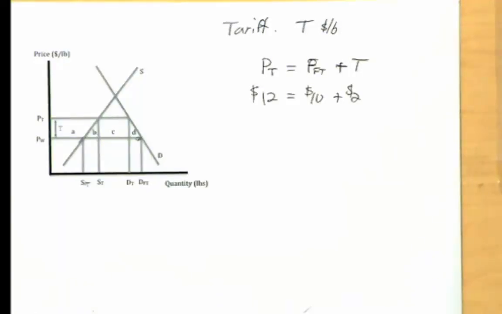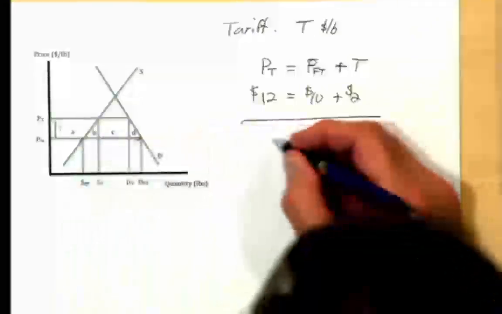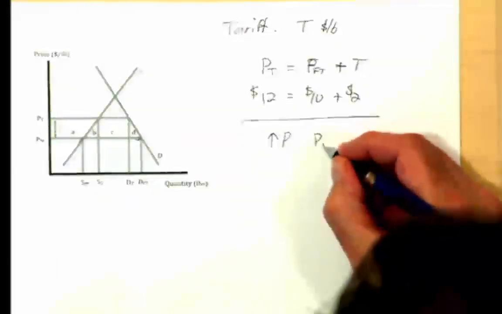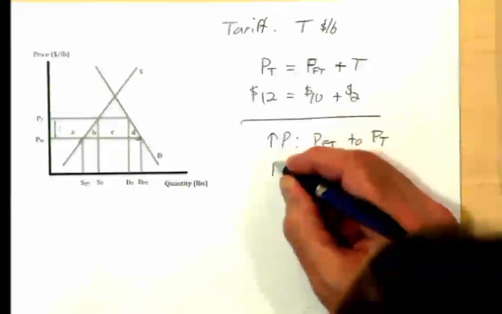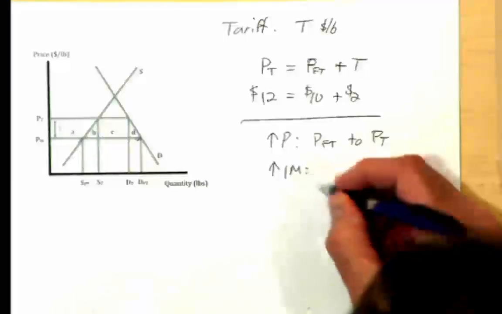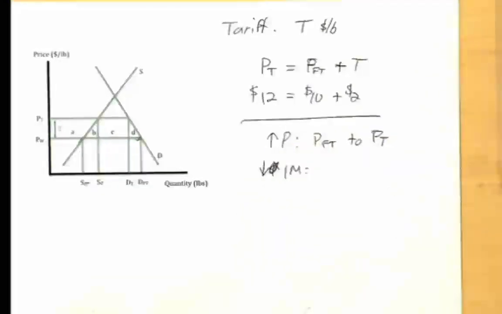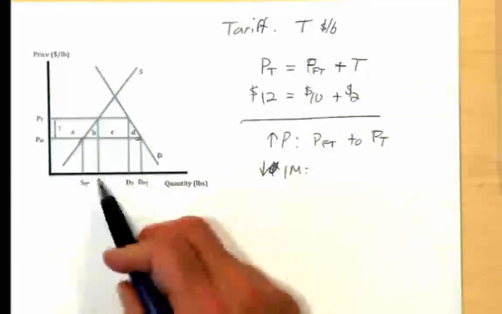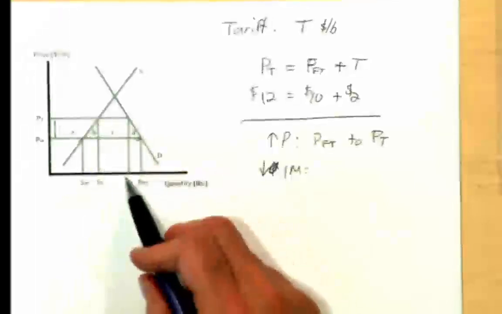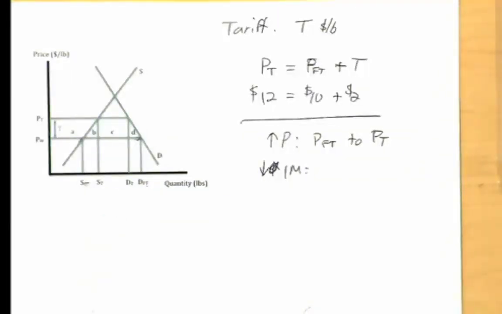Now, we ask, what happens then when a tariff is put into place in this context? The effect of the tariff is to raise up the price, so the price goes from PFT to PT. It goes up. And it reduces the quantity of imports. Right, so imports originally were DFT minus SFT, this distance here. Now imports have fallen to the distance between demand and supply, which is now DT minus ST. So the effect of the tax is going to be to raise up the domestic price by the full amount of the tax in a small country case and reduce the quantity of imports.